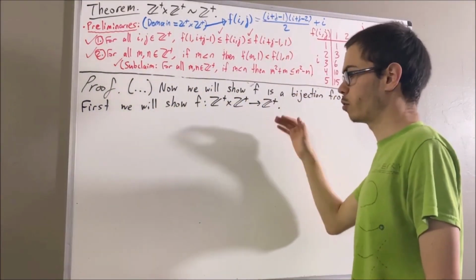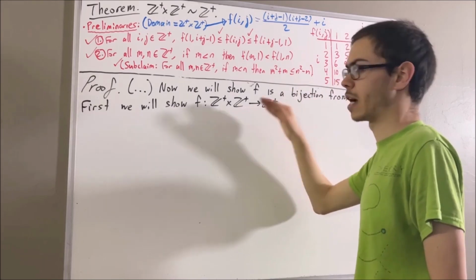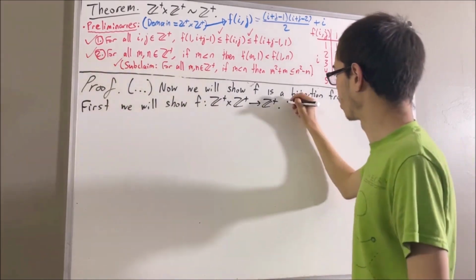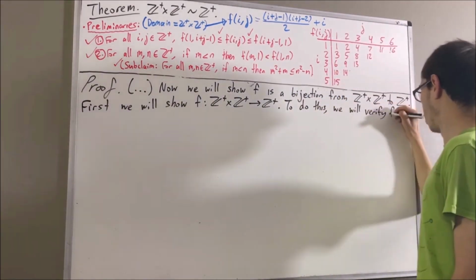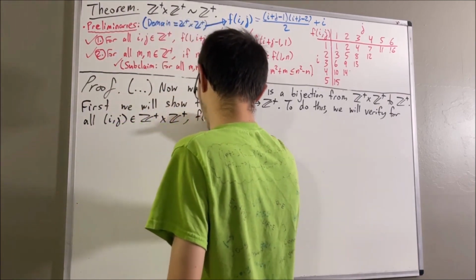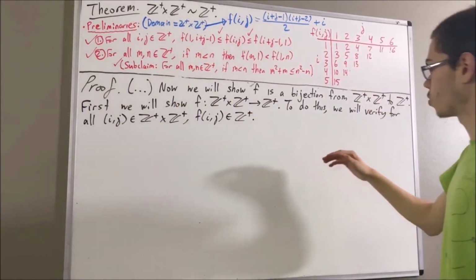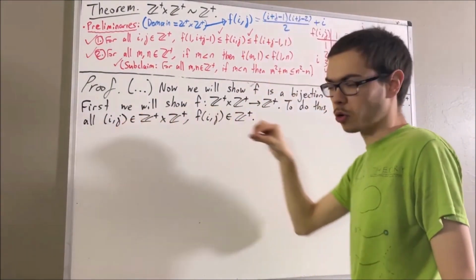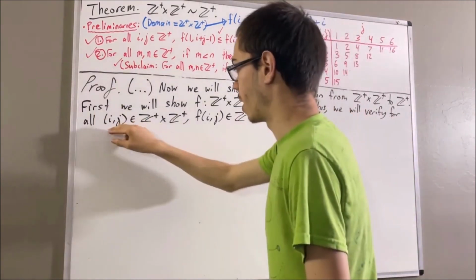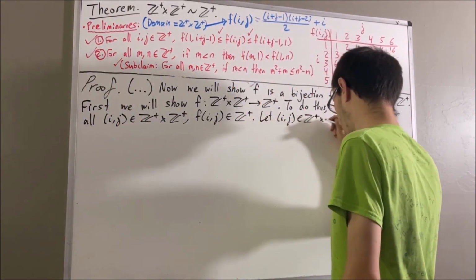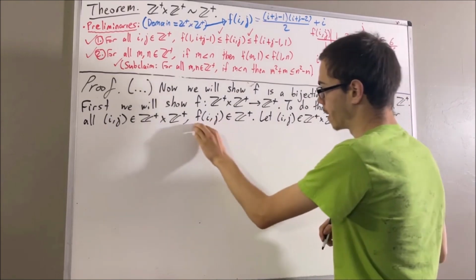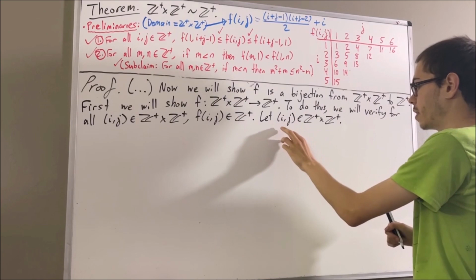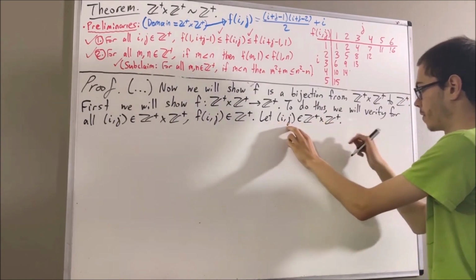More precisely, we're going to prove that for every ordered pair of positive integers i comma j, we have that f of i comma j is an element of the positive integers. And since we're trying to prove a statement about every ordered pair of positive integers, give me an arbitrary ordered pair of positive integers. I'll call it i comma j. From here, our whole goal is to deduce that f of i comma j is a positive integer. Now, let's immediately note that i is a positive integer and j is a positive integer.